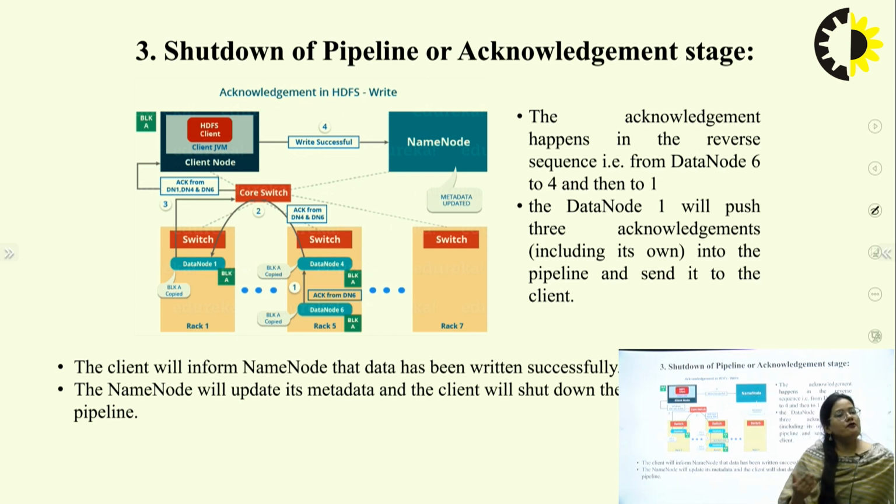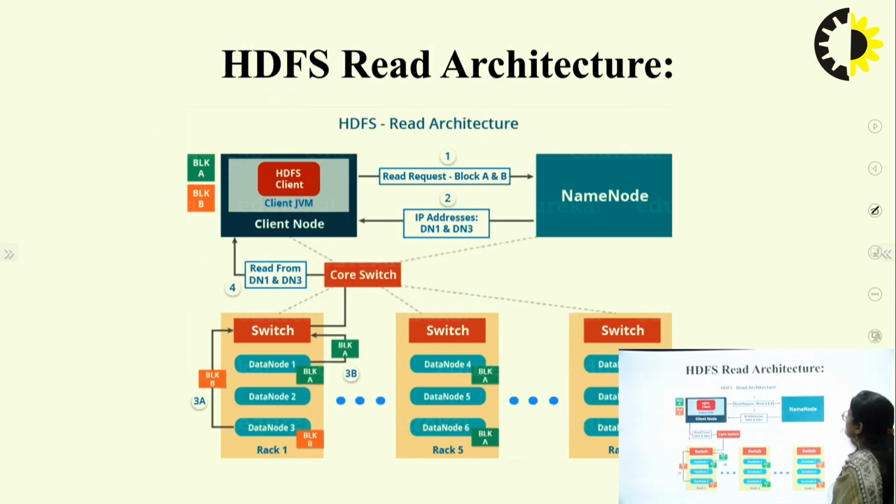Data node 1 will push 3 acknowledgements, including its own, into the pipeline and send them to the client. The client will inform the NameNode that the data has been written successfully. The NameNode will update its metadata and the client will shut down the pipeline. So, next will be the HDFS read architecture.